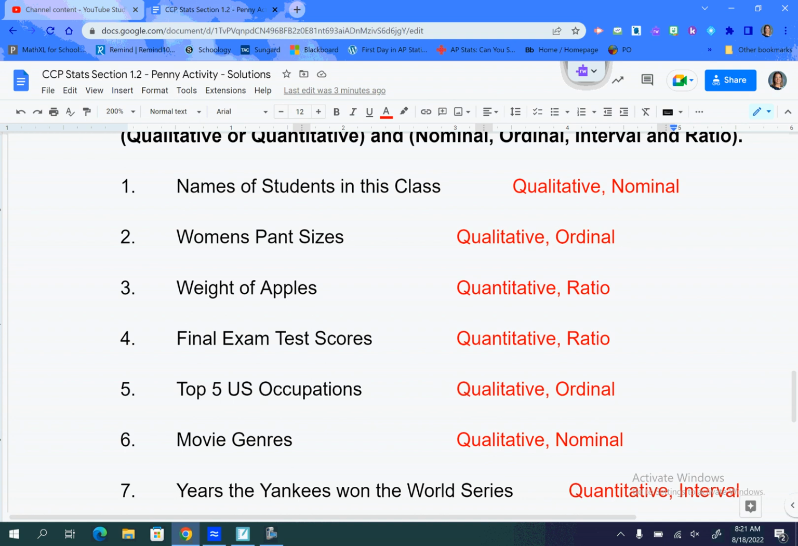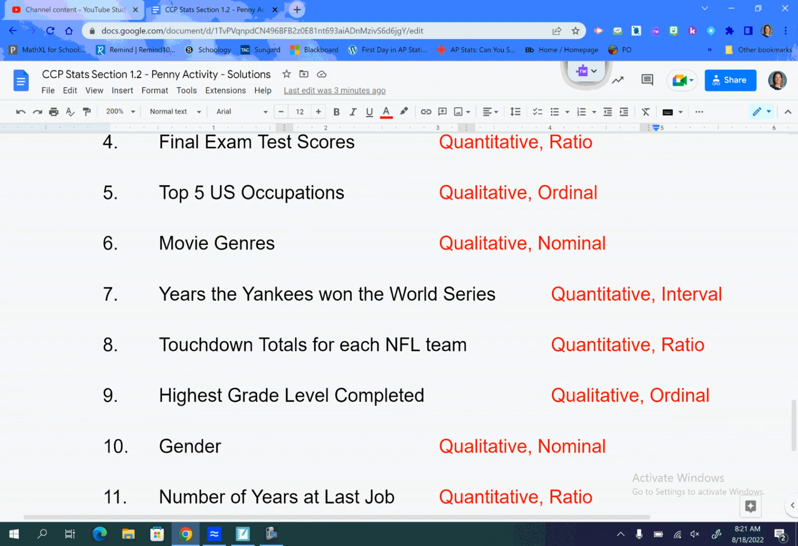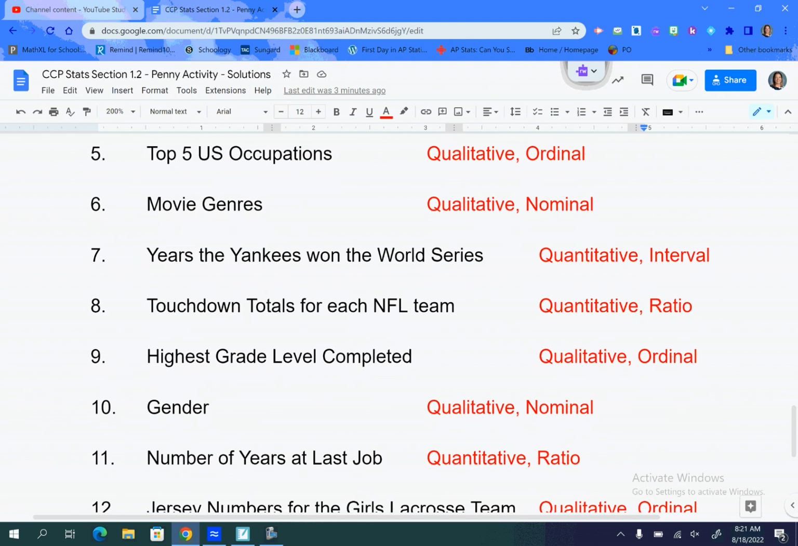Movie genres, again, a label, so qualitative, but that time it's nominal, because we're not ordering those genres in any way. We've just got comedy, drama, sci-fi, whatever. Number 7, years. As soon as it says years, it's interval, every time. Quantitative, interval, okay? Touchdowns, quantitative, that's something we can measure, something we can count. Ratio, 0 means you didn't get any. Highest grade level completed. Grade levels are numbers, yes, so we can subtract them, but again, it's more of a label. So it's qualitative data. It is something we can order, though, so we say it's ordinal. Gender, qualitative, and nominal. We don't order that.